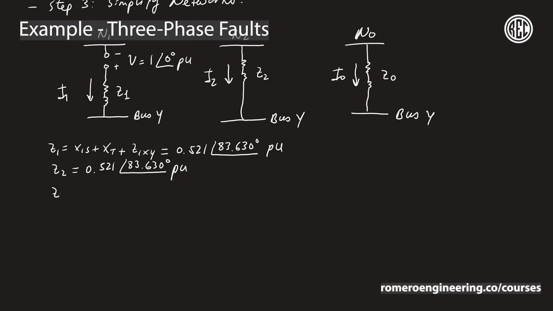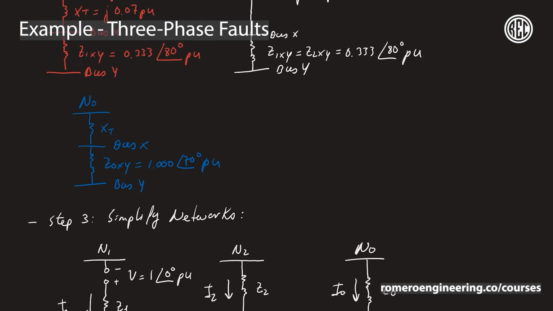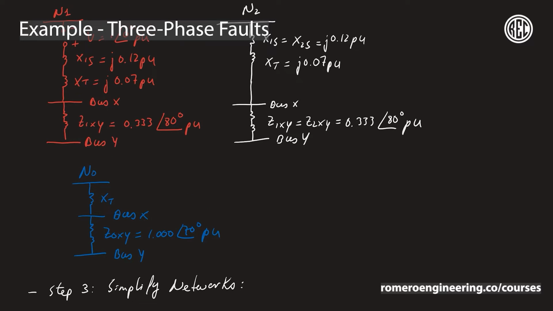Lastly, Z0 is equal to the transformer impedance, XT, plus the zero sequence impedance of the feeder, Z0 XY. If I calculate this, I get 1.066 at an angle of 71.287 degrees, in per unit. So all I did here was plug in the numbers for X1, XT, and Z1, and the same thing for the zero sequence.